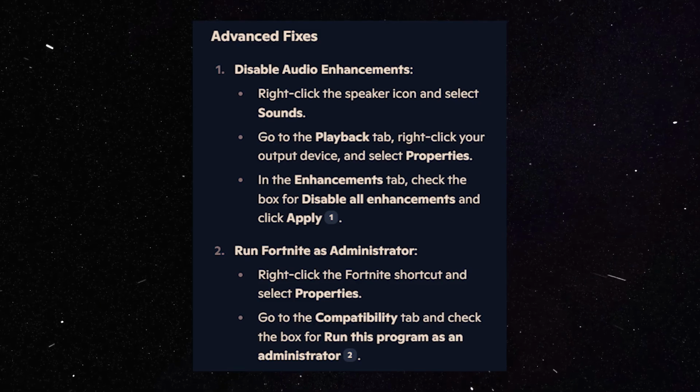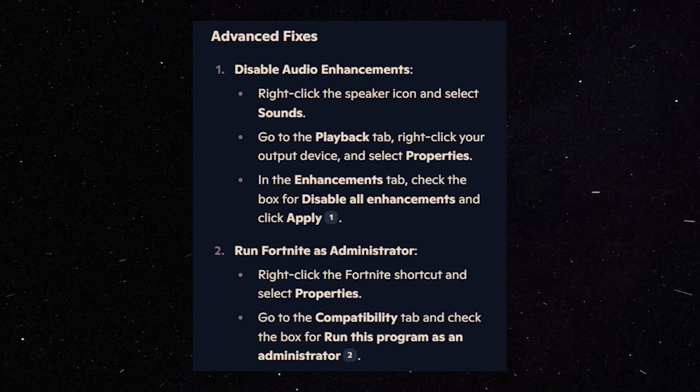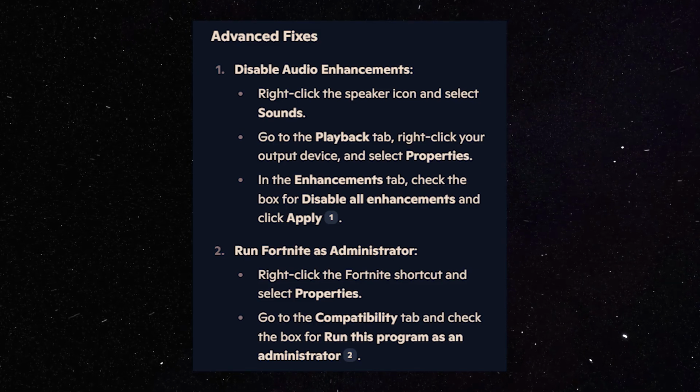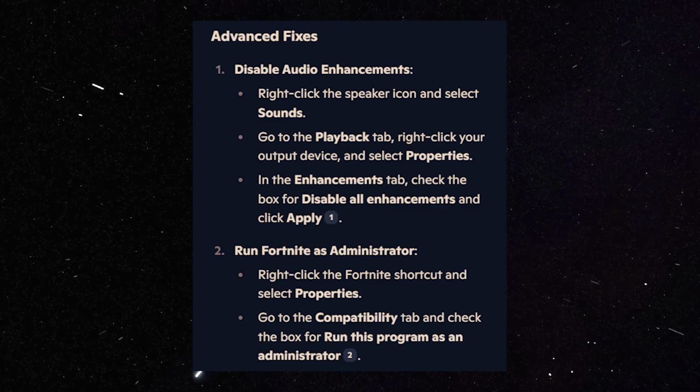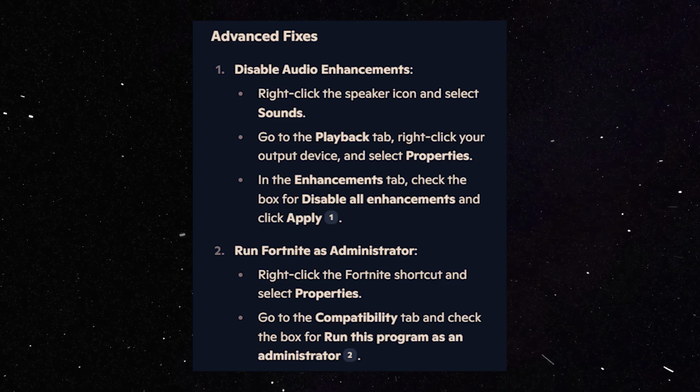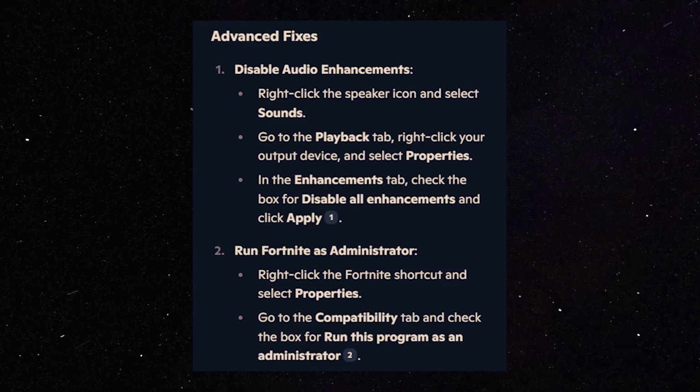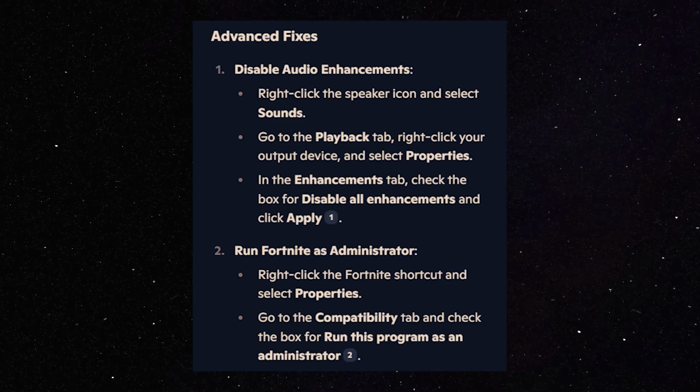Right-click the speaker icon and select Sounds. Go to the Playback tab. Right-click your output device and select Properties. In the Enhancements tab, check the box for Disable all enhancements and click Apply.